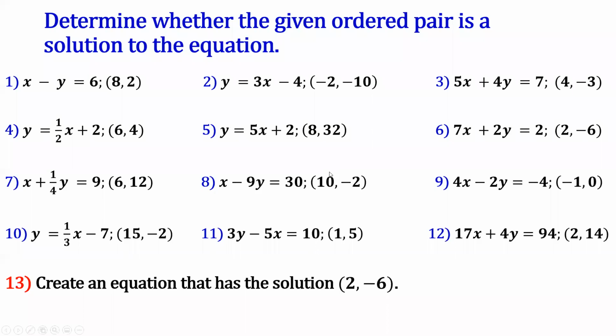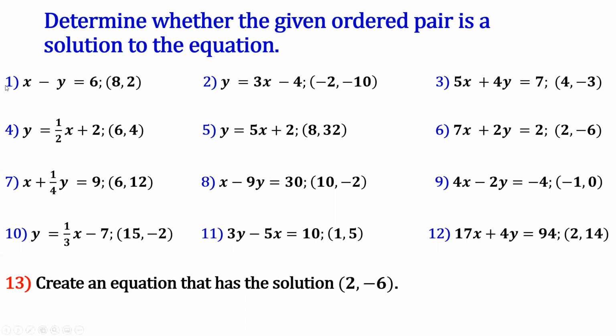For this assignment, you're given a linear equation either in standard form or in slope-intercept form. And you're also given an ordered pair next to your equation, and it's your job to determine whether this ordered pair is a solution or not.